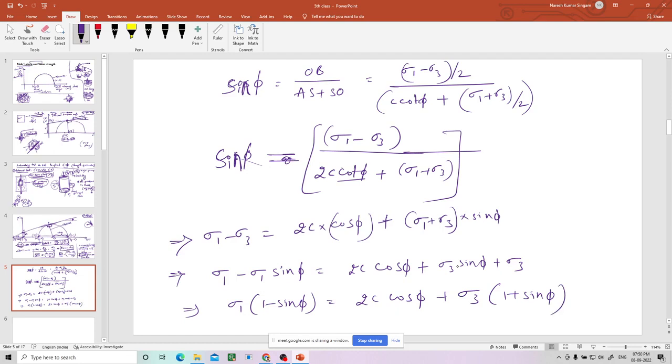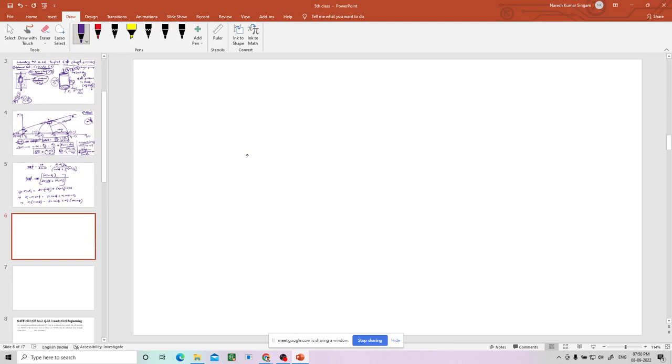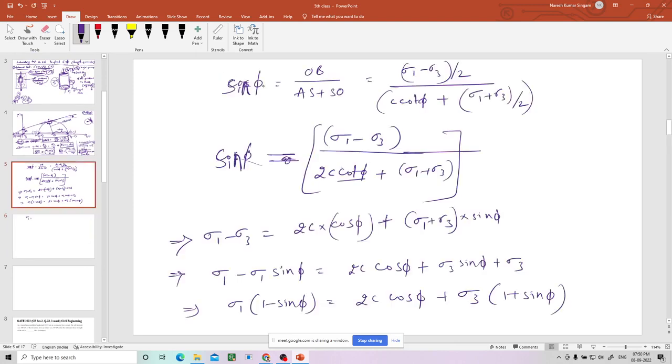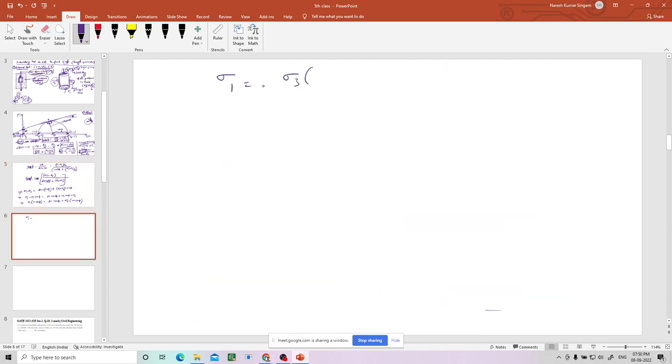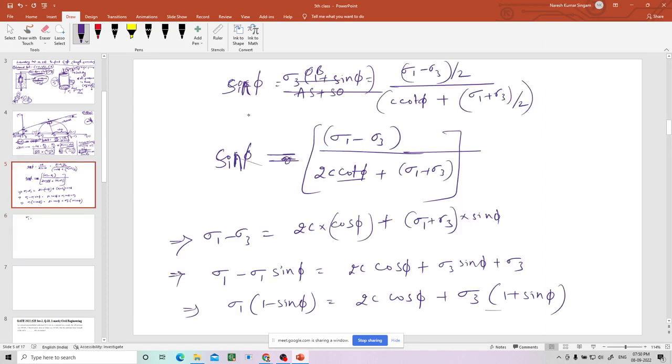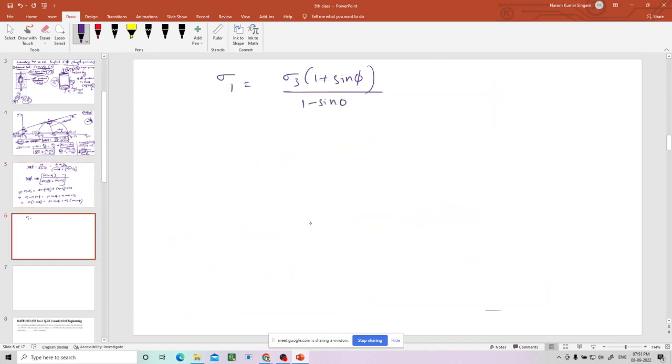Now what happens in the next step? In the next step I will take this term to this side, then sigma 1 I will write in the next slide, then I will write this term first, sigma 3 term first, sigma 3 (1 plus sin phi) by this has come down, so (1 minus sin phi) plus 2c cos phi divided by (1 minus sin phi), right?